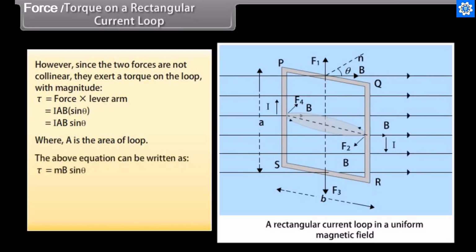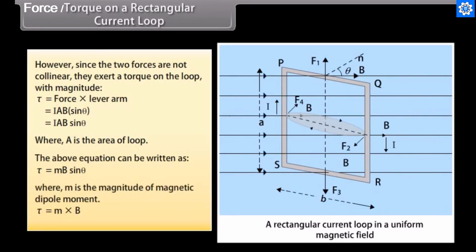The above equation can be written as tau is equal to mB sin theta, where m is the magnitude of the magnetic dipole moment. Tau is equal to the cross product of m and B.